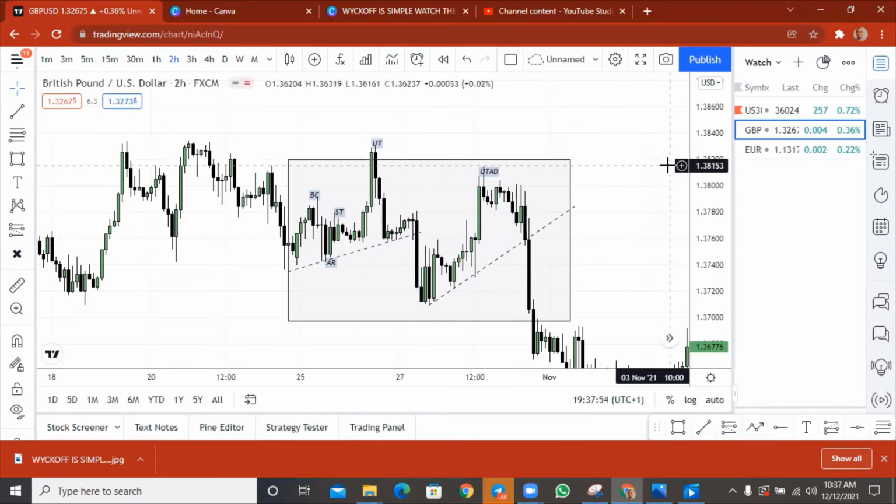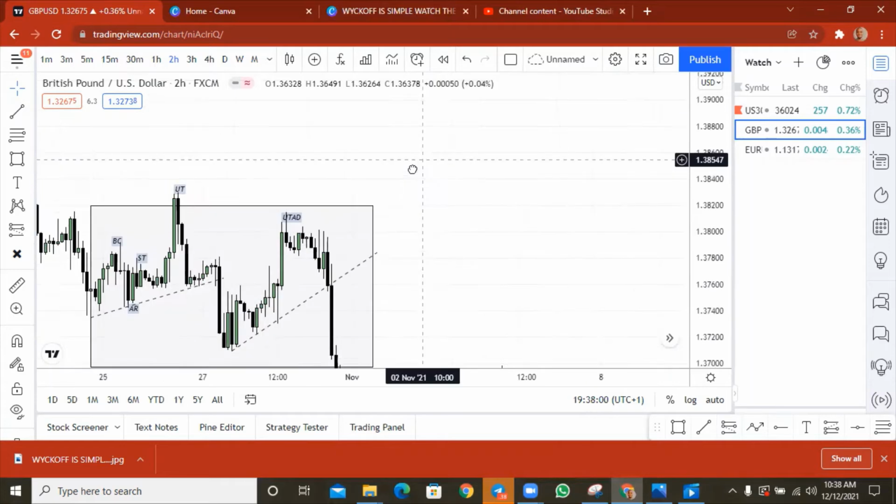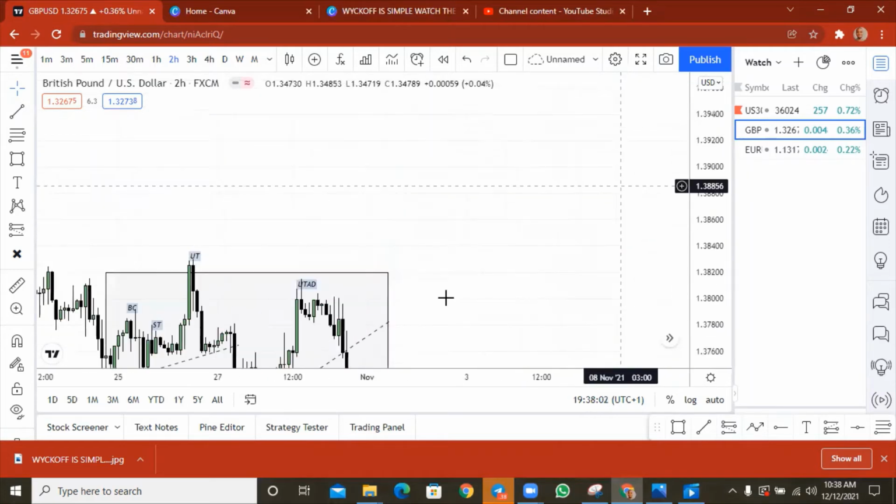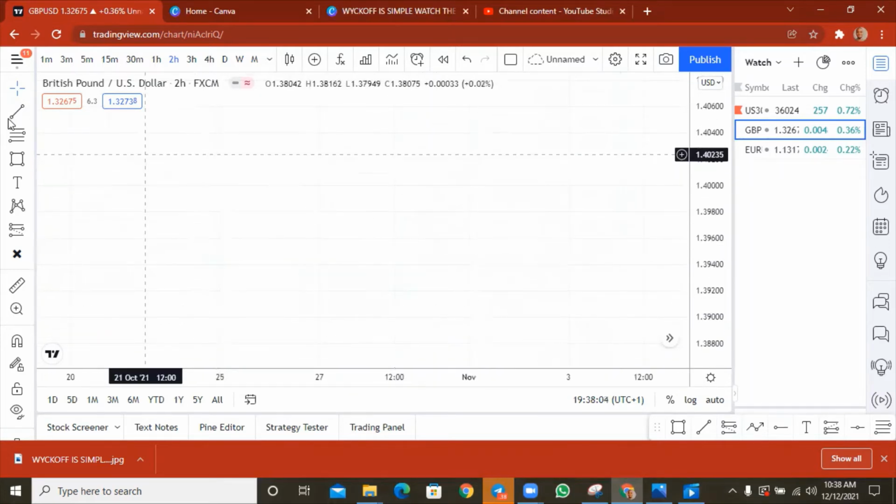So I just finished explaining a Wyckoff distribution right here. So let's do an easy one, all right, an easy one. So let's look at the Wyckoff accumulation schematic right here.